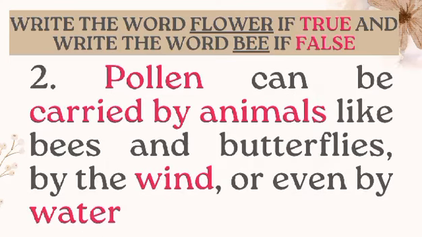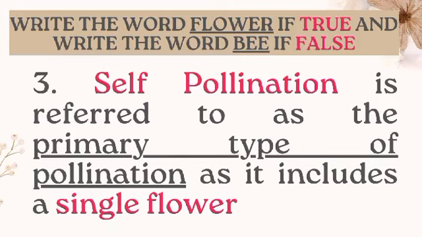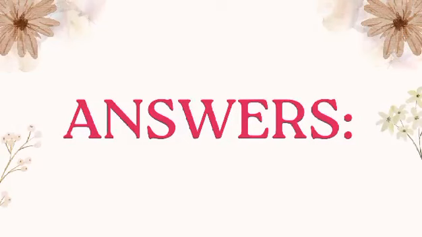Number 2. Pollen can be carried by animals like bees and butterflies, by the wind, or even by water. Number 3. Self-pollination is referred to as the primary type of pollination as it involves a single flower. Are you guys done? Again, is everyone done? Please answer in 3, 2, 1, go. Great! We can now proceed to answer the questions.